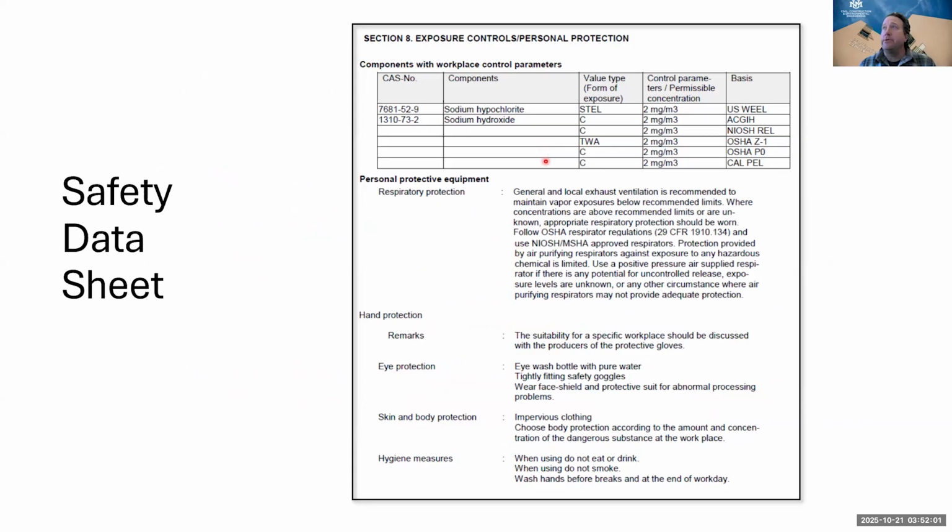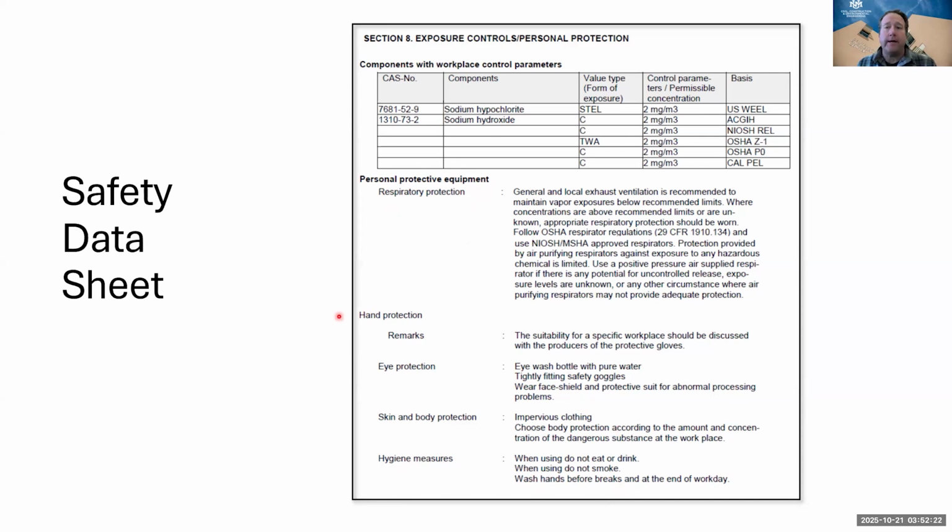Section 8 is exposure controls and personal protection, and this is a super important section for operators to understand how to protect yourself, how to protect your lungs, and then how to protect your hands and skin and eyes, and what sorts of hygiene measures to take while you're handling this chemical. So those are all super important.